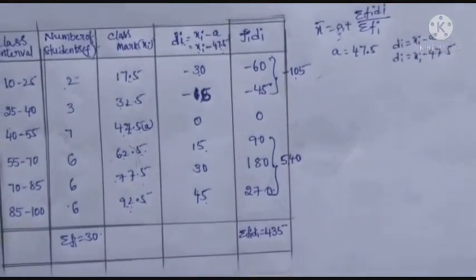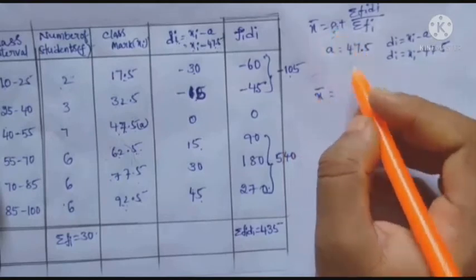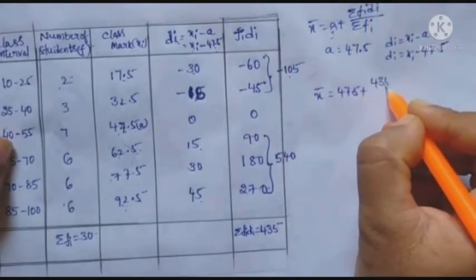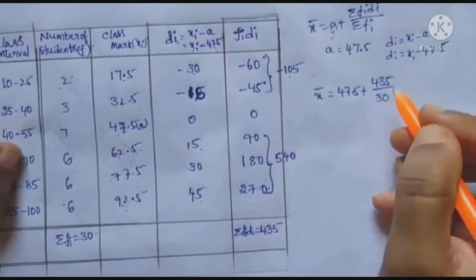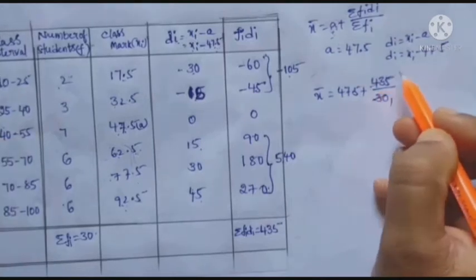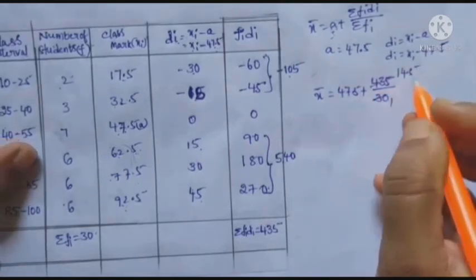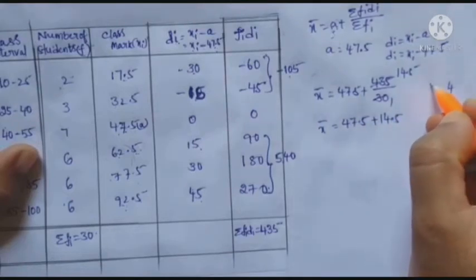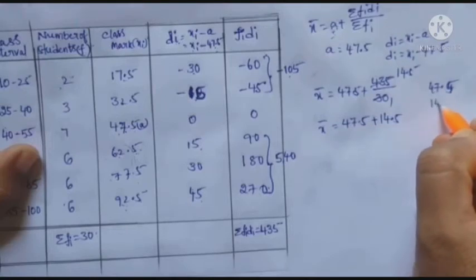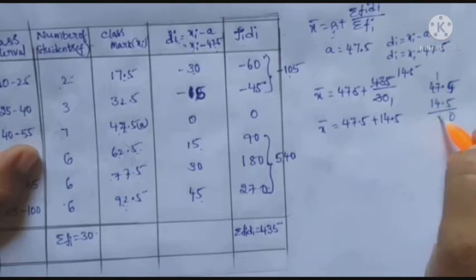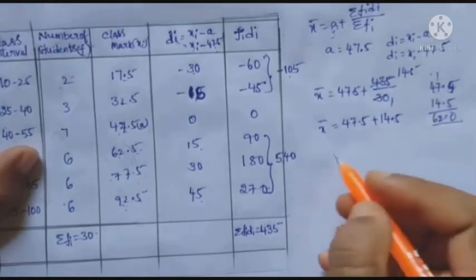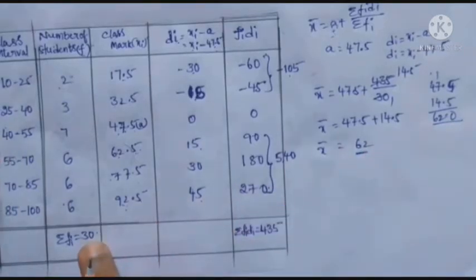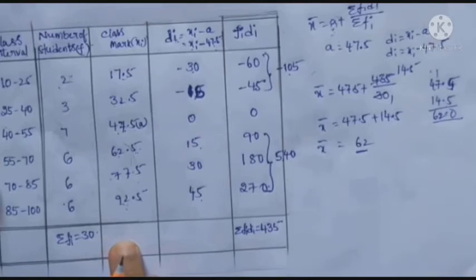So now we find the mean value. X bar is equal to a plus, a value 47.5 plus sigma fi di value 435 by sigma fi value 30. We can cancel by 30, 14.5. So x bar is equal to 47.5 plus 14.5. So x bar is equal to 62. 62 is the mean of the given data. This is the assumed mean method. Okay, children.